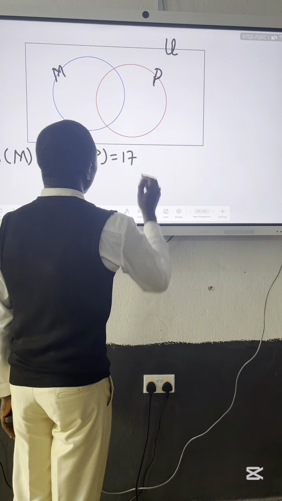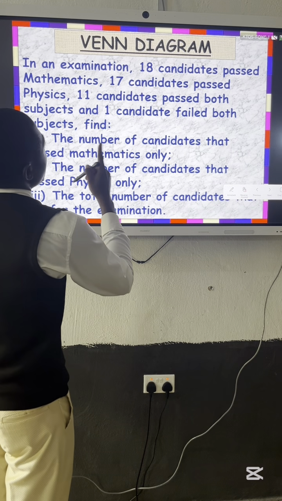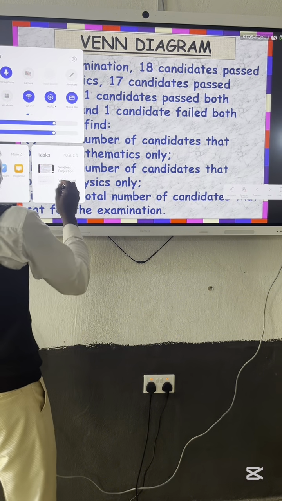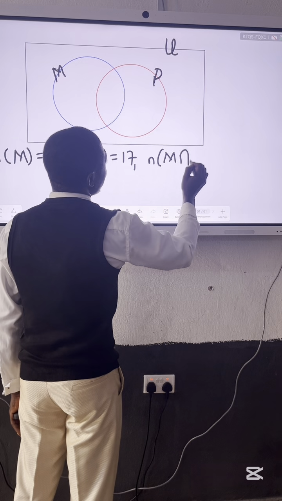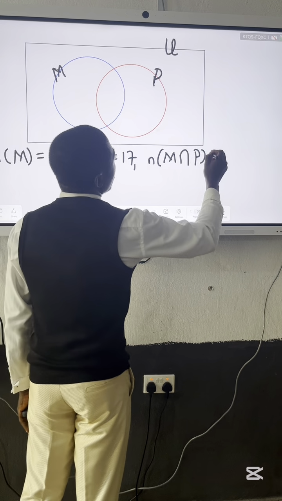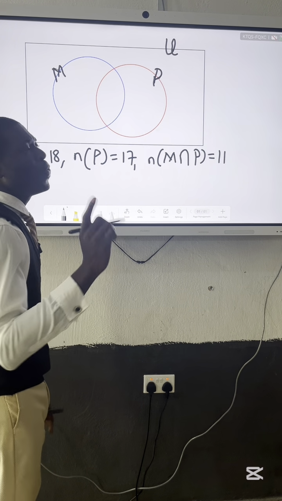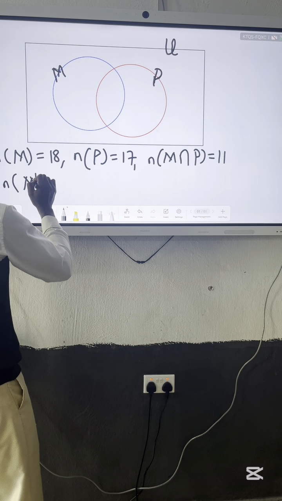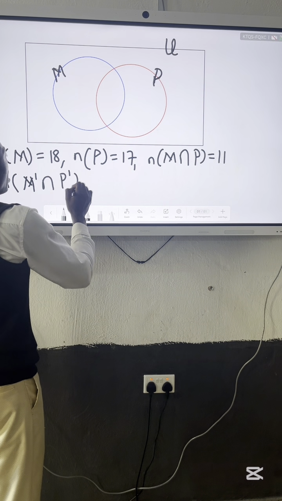Okay, now the number of students that pass both subjects. They say 11 candidates pass both subjects and 1 failed both subjects. So 11 is the number of students that pass both subjects. We're going to say cardinality of M intersection P, those that pass mathematics and pass physics, is equal to 11 according to the question. Now they said that 1 student failed both mathematics and physics. We're going to say cardinality of M prime, that's M complement, intersection P complement is equal to 1.